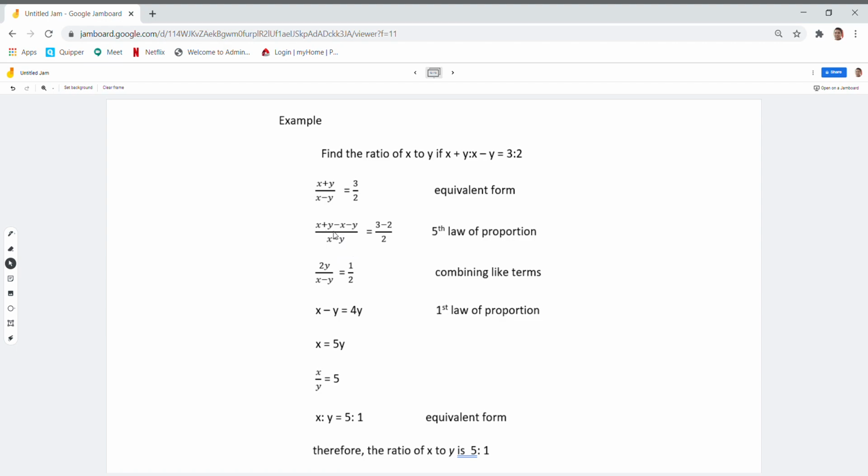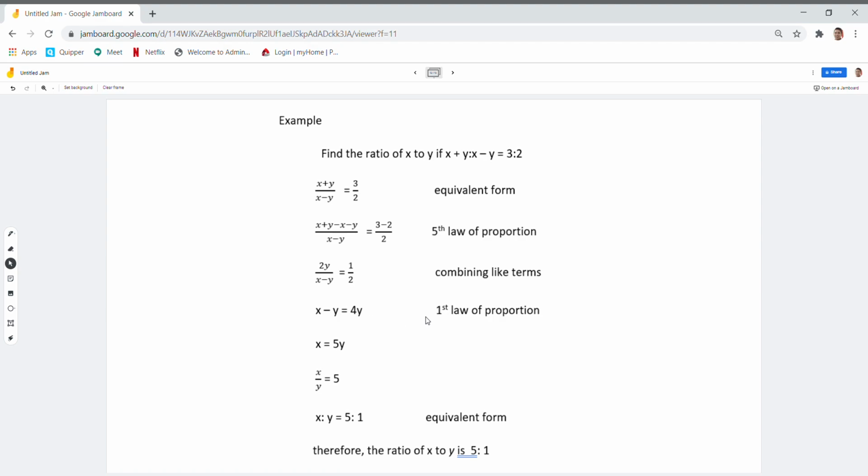Now, x plus y minus x minus y, because we have to subtract the denominator from the numerator. And we have also 3 minus 2, since the numerator is 3, you subtract the denominator. So following the fifth law of proportion, you can simplify it, combining like terms. So you have 2y, x now becomes 0, over x minus y equals 3 minus 2 is 1. Alright, so you have 1 over 2.